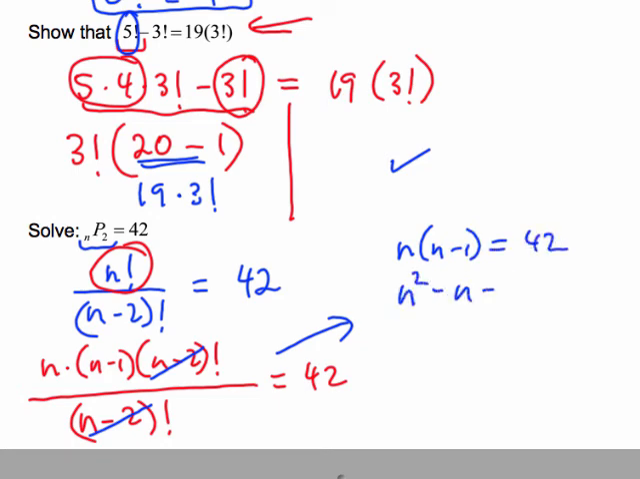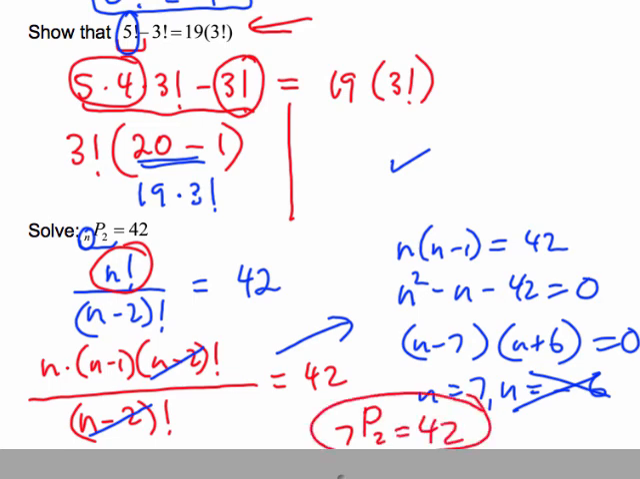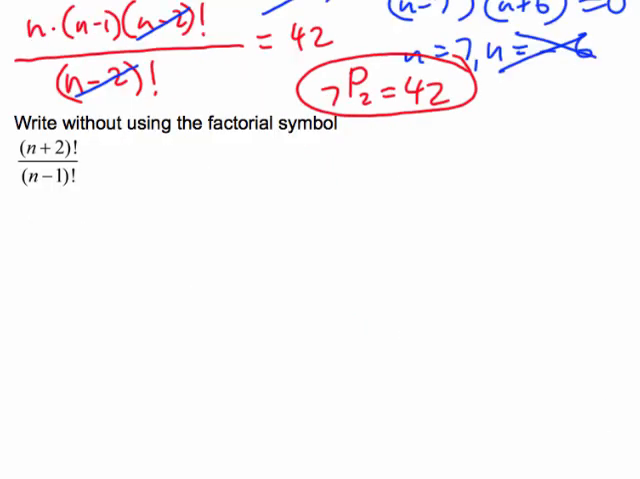So working this out, setting it to 0 since it's quadratic, I'm going to factor it. n could be 7 or n could be negative 6. Well, n can't be a negative value because we're talking about items, permutations, so that's rejected. So according to this, 7P2 is 42, and you can check that out on your calculator to see if that's the case. Should be. And here's one more example working with factorial notation.